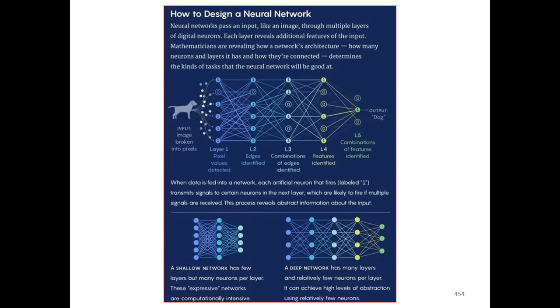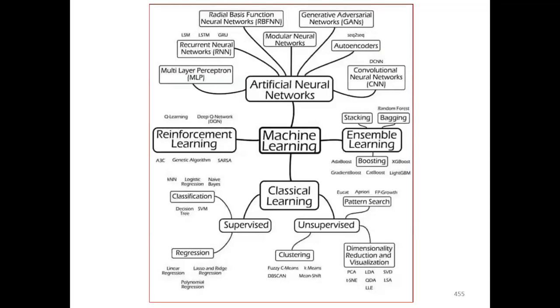If you see one example here, first one at the bottom, a shallow network has a few layers but many neurons per layer. These expressive networks are computationally intensive. If you want to solve complex applications, we use this type of shallow network. A deep network has many layers and relatively few neurons per layer. It can achieve high levels of abstraction using relatively few neurons. So from this concept we got the deep learning concept. Are you understanding? The deep learning concept came from artificial neural networks only.